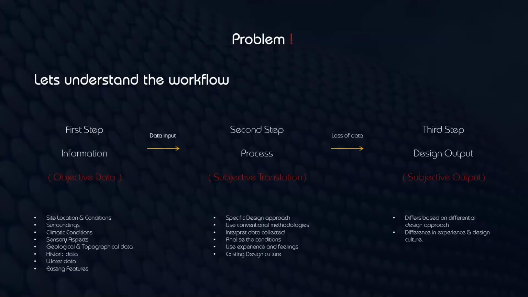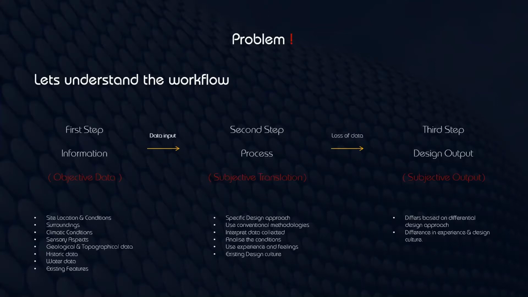Now, this has led to a long continuing general problem in the process and in the workflow of the majority of students and us as architects. So to understand this problem, let us first understand the workflow. Suppose you got a design brief to design a specific typology of building. What is the first step we do as students and architects?